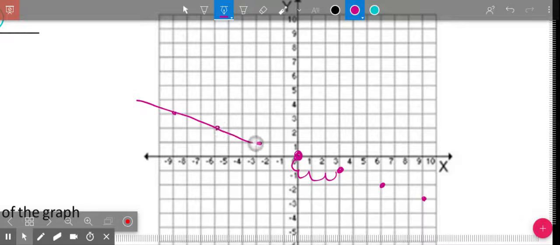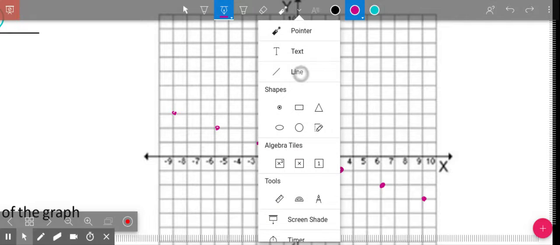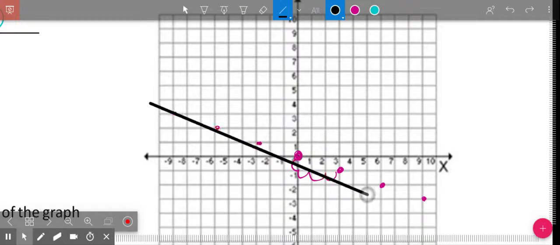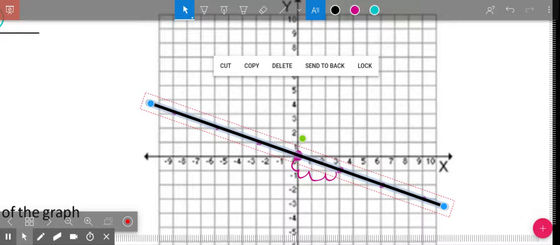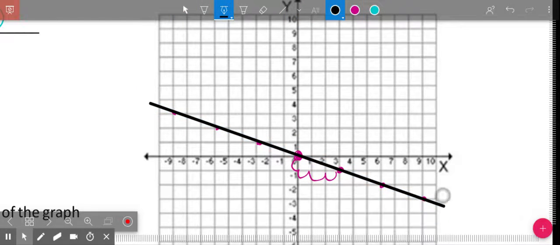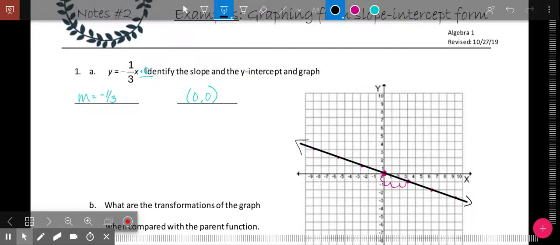So then I'm going to just finish out my points. That was not a very good line. There we go. All right. And then I draw my arrows, because remember, our lines go all the way to the end, and we should have arrows to show that the line goes on and on forever, to show that we have a domain and range of all real numbers.